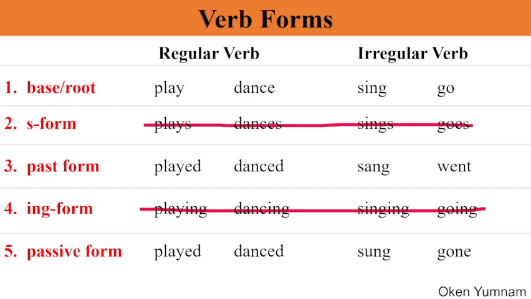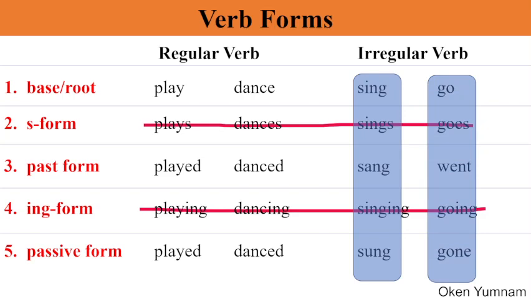That is why we do not learn S form and ing forms in most of the grammar books. We are given only 3 forms to memorize when you are given the list of irregular verbs: base, past, and past participle. Example, you see here: sing, sang, and sung; go, went, and gone. This is how it is.